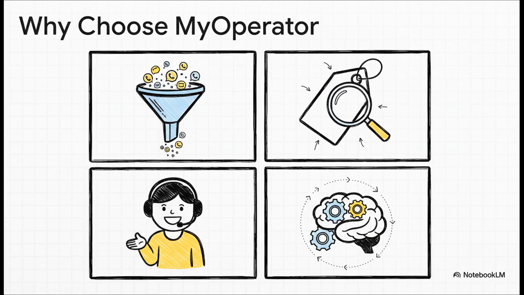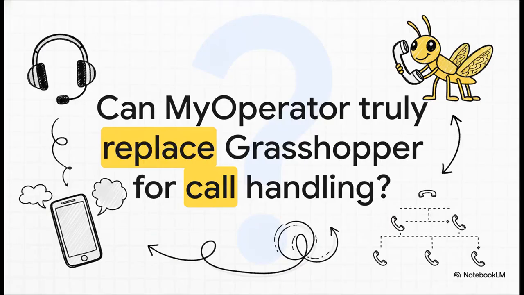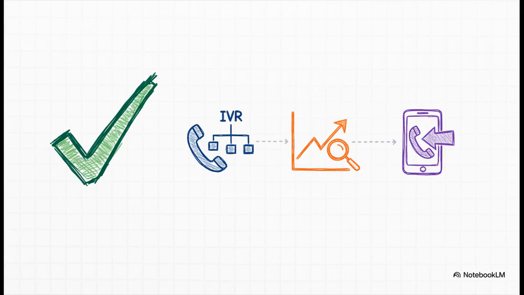All right, let's switch gears a bit and tackle some of those nagging questions you probably have right now. The source had a great FAQ section, so we pulled out a couple of the most important ones for you. And this is probably the biggest question on everyone's mind. Grasshopper is famous for its virtual phone system. So can another platform really step in and replace it for call handling? Can it compete on Grasshopper's home turf? The source gives a pretty straightforward answer.